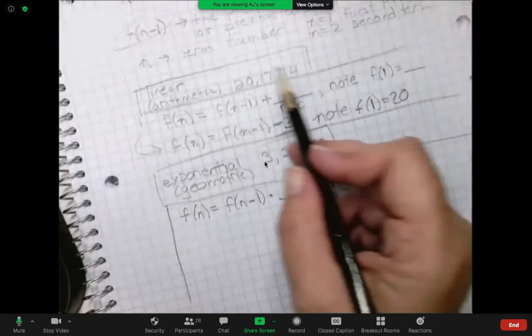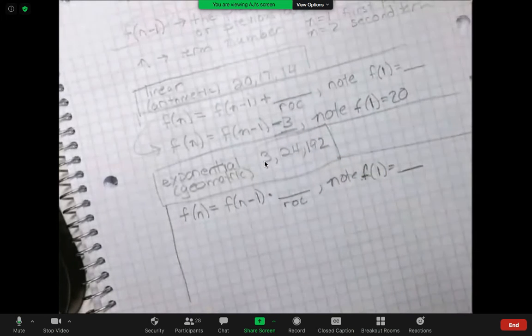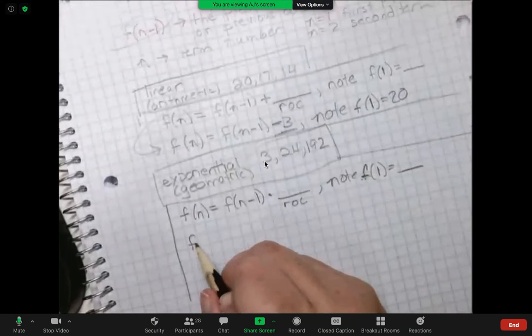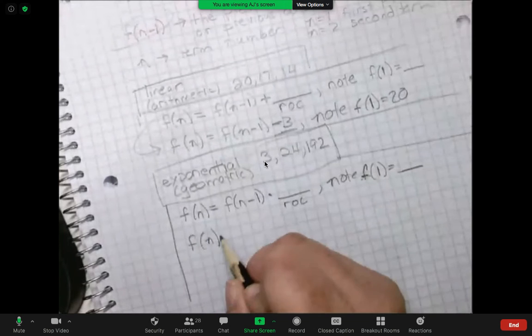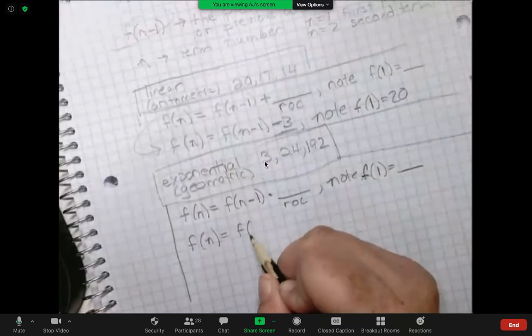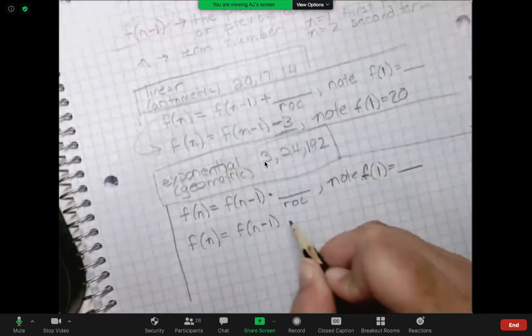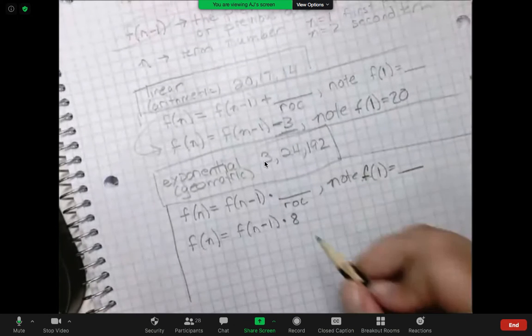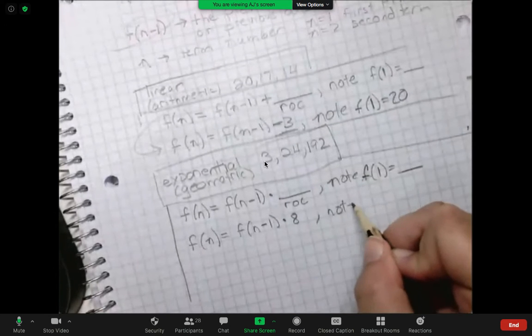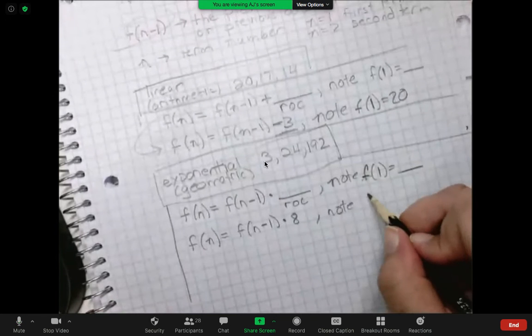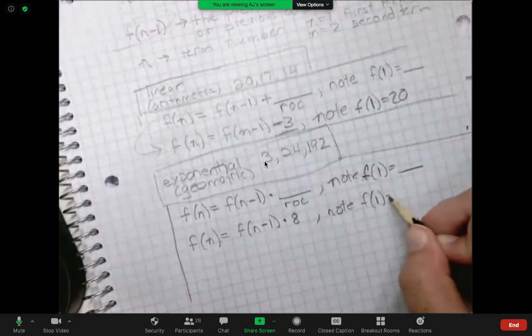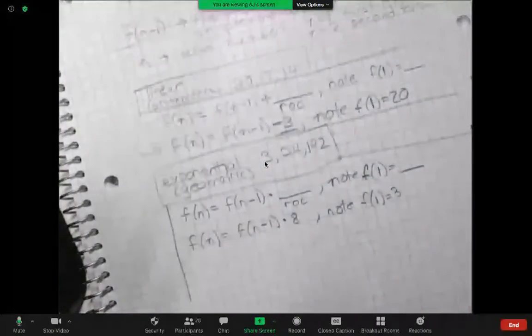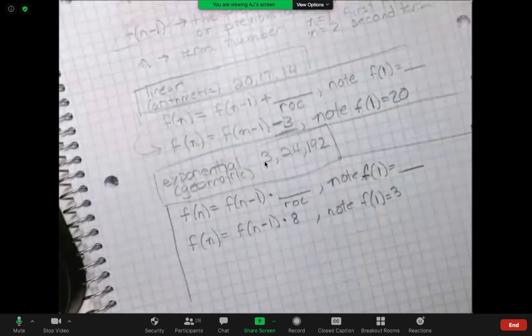So all we have to do is fill in the blank for the 324, 192. So we're going to write f of n, which means the amount that I want to find. I have to take the previous amount and multiply it by 8. That's it. Oh yeah, and note, this is only going to get you the right string of numbers if you start with the number 3. Because if you don't start with the number 3, you're going to end up with a different string of numbers. Just fill in the blanks.